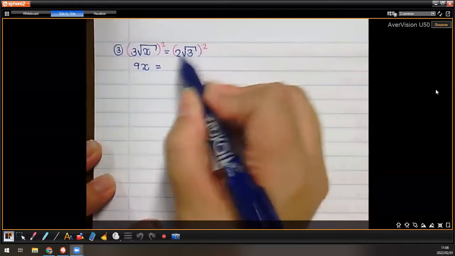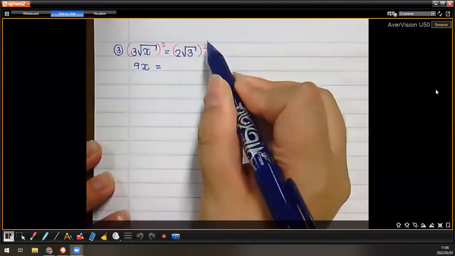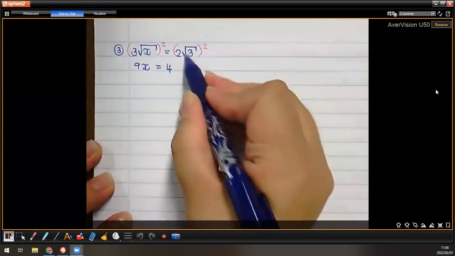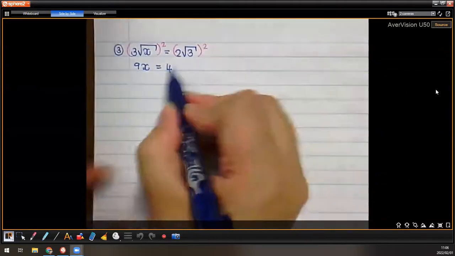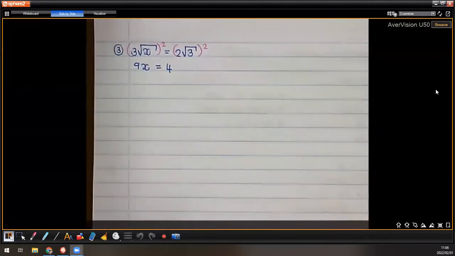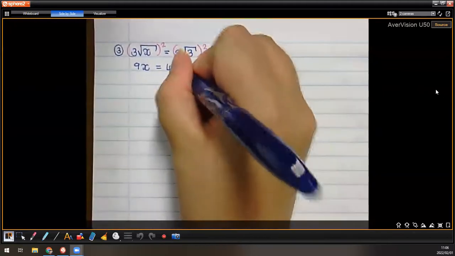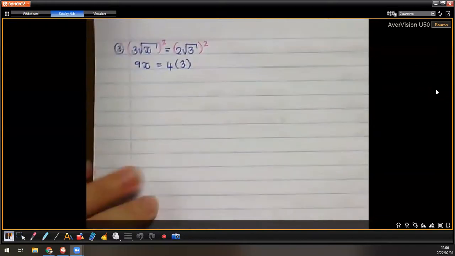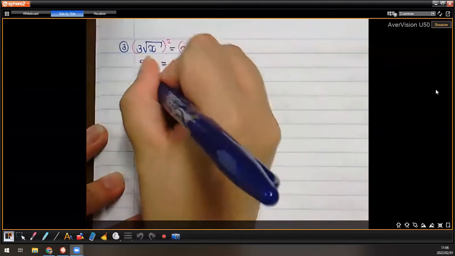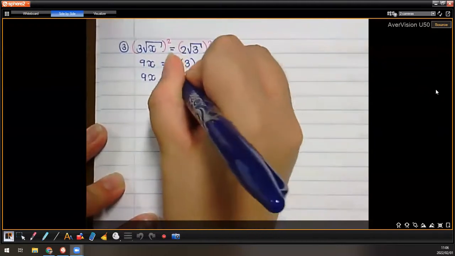On this side, we're going to do the same thing. What is 2 squared? 4. And what is root 3 squared? 3. Now, guys, what did I do with the 4 and the 3? They relate to each other. I need 2 times them. Good. So you can just put it in brackets or you can use the times symbol if you want. So this is actually saying that 9x is equal to 12.